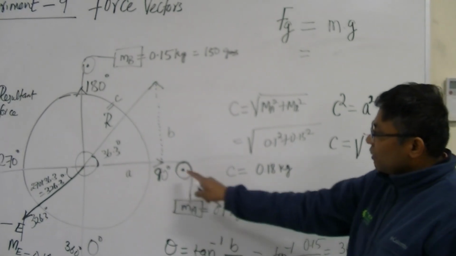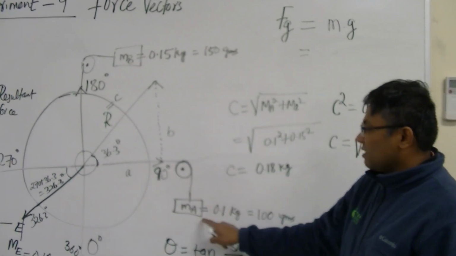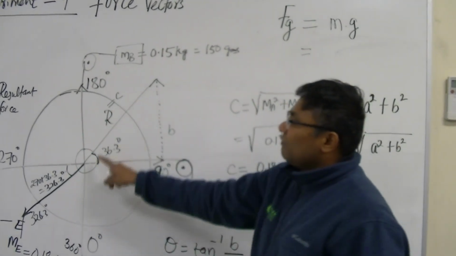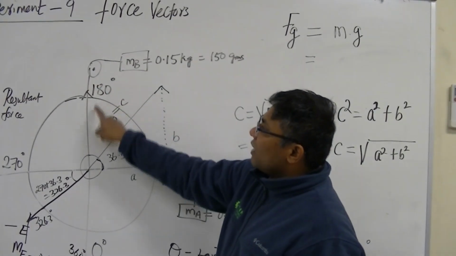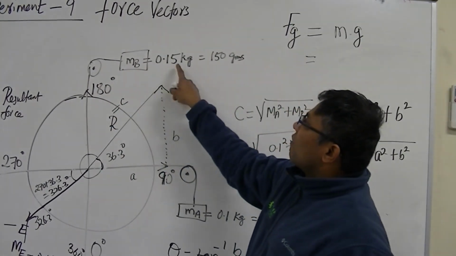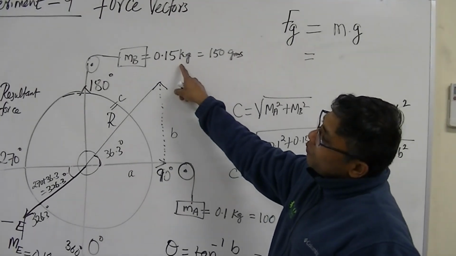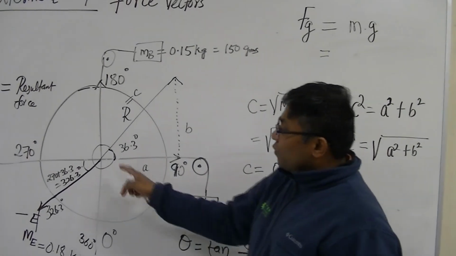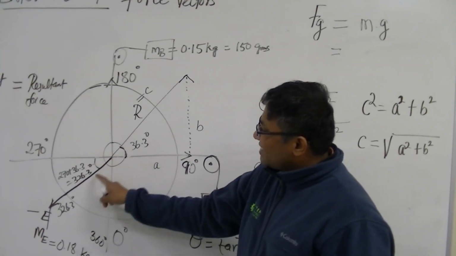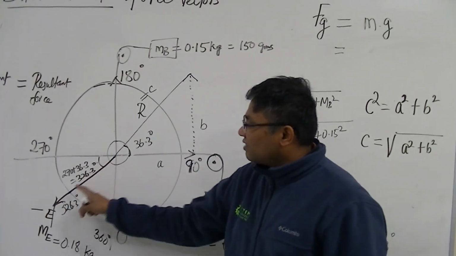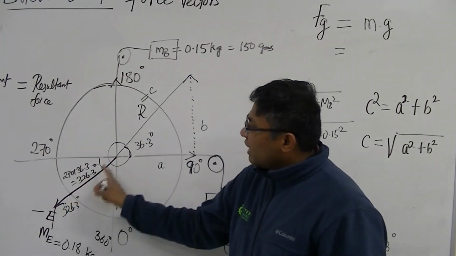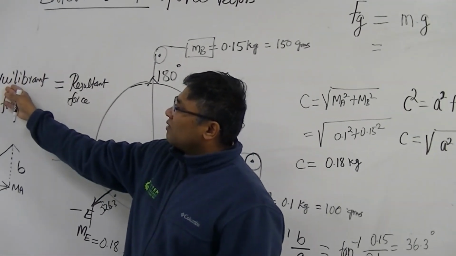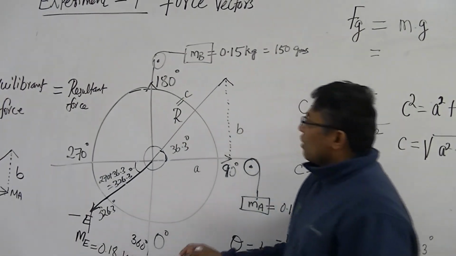So here my first mass at a 90 degrees angle is 100 grams, which is 0.1 kilograms. If I'm putting the second mass at an angle of 180 degrees, and that mass is 0.15 kilograms, which is equal to 150 grams. And now if I want to apply a third force to pull this ring to the center, that force is called a resultant force or equilibrium force. And the equilibrium force is exactly opposite to the resultant force, acting on the opposite side. So how do you calculate it?